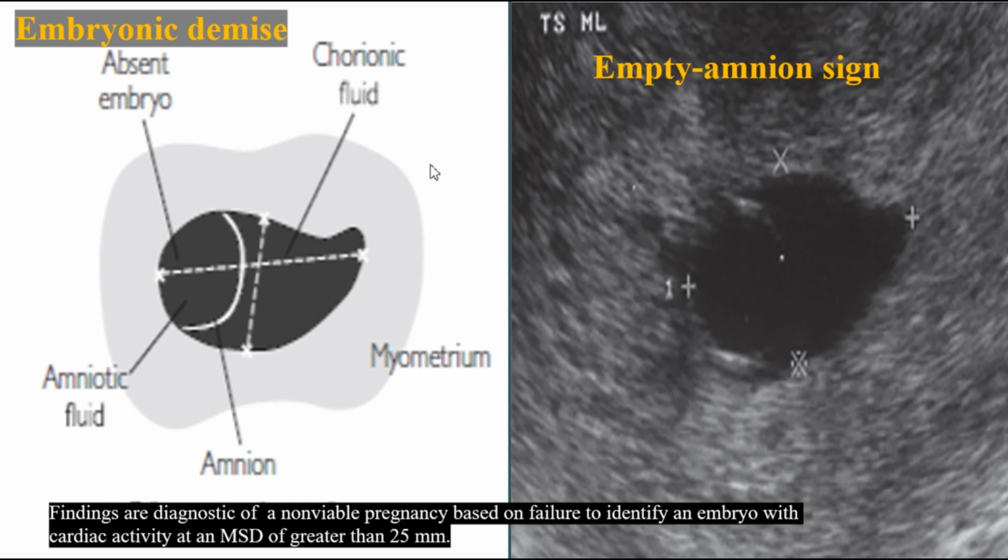Another condition which may be embryonic demise is the empty-amnion sign. Here you can see the schematic diagram with the adjacent sonogram. Here you can see the gestational sac, and within the gestational sac you can see the amniotic sac, but this amniotic sac has no fetal pool.